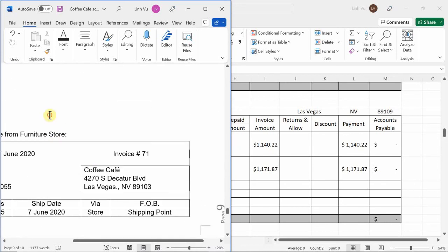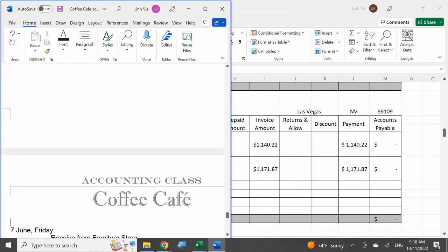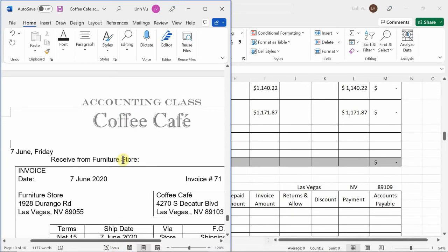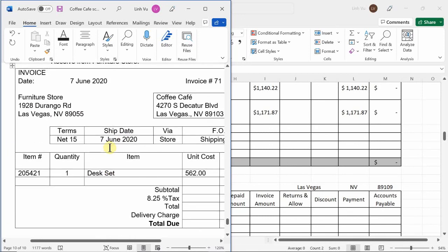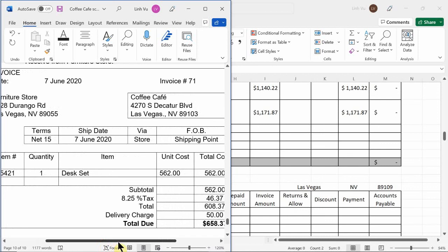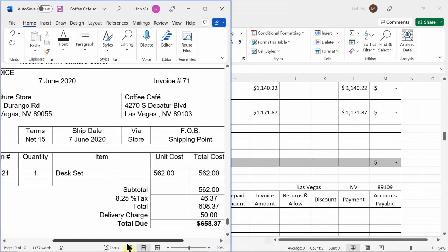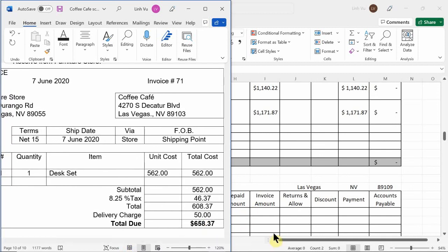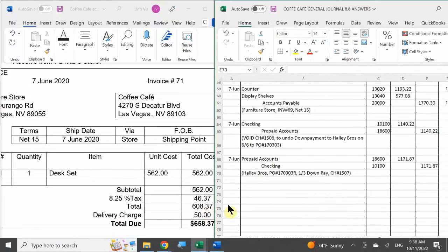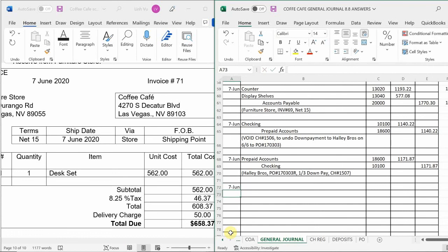All right, so I'm going to push this invoice down because we end up receiving another bill from Furniture Store for the desk set that we ordered. Here's your invoice, invoice number 71. Here's the desk set, here are all the taxes and shipping. Tax was $46.37. The delivery charge was $50. So in this case, the total amount for the desk was $658.37. Okay? So what do I do with this transaction?